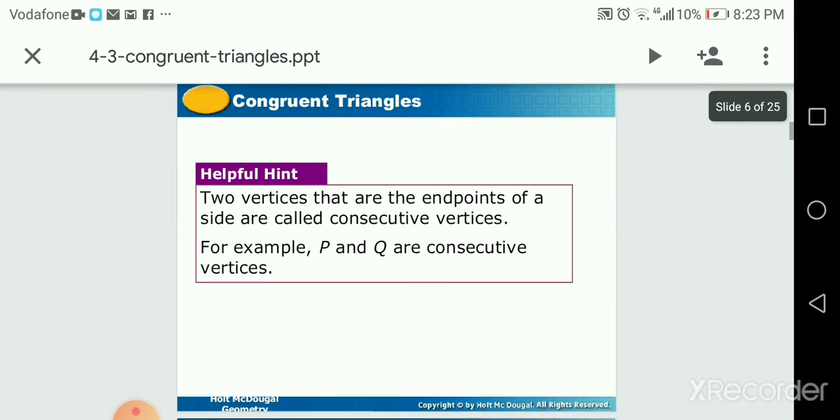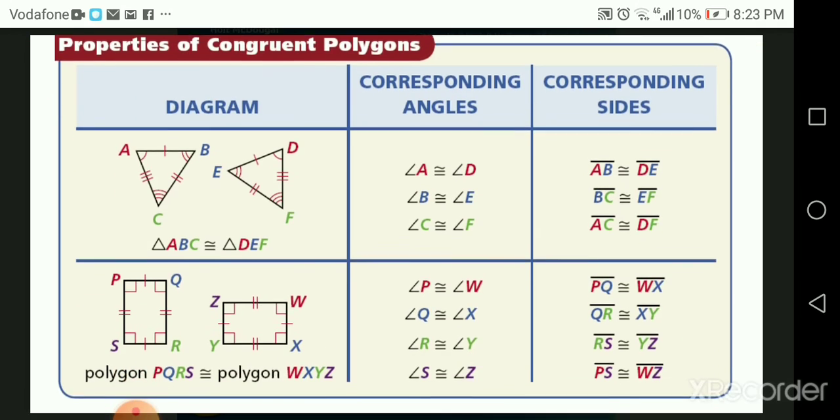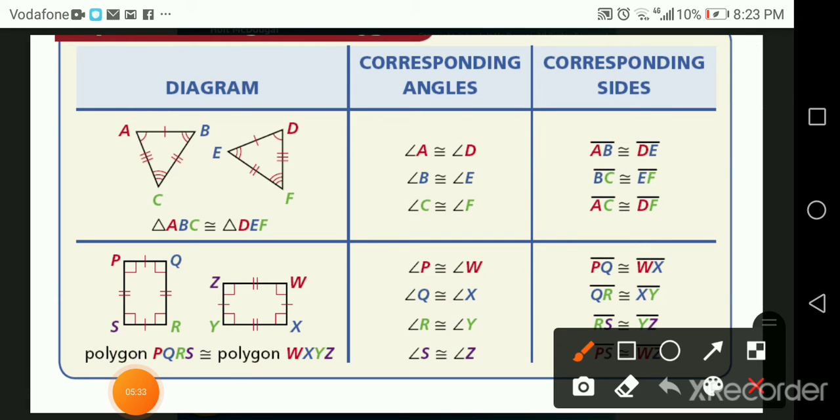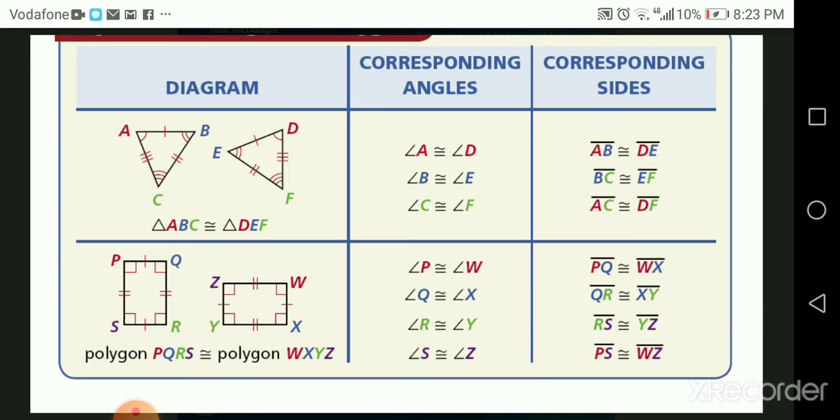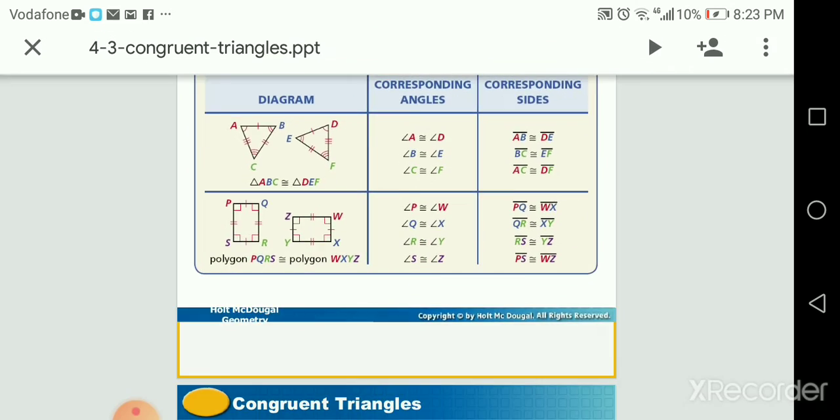Let's see what I'm talking about. I have to name this in the correct order. I can say PQRS, or I can say SRQP, but I can't say PRQS. No, of course not. For another example, I can say ZWXY or YZWX, but I can't say YWX, right? I think it's easy, but it's important.